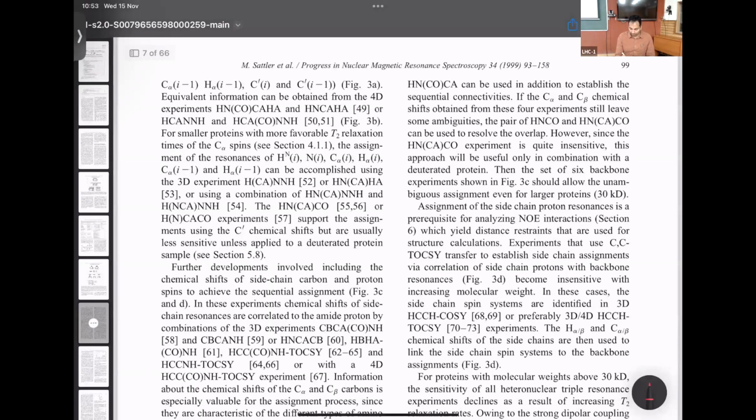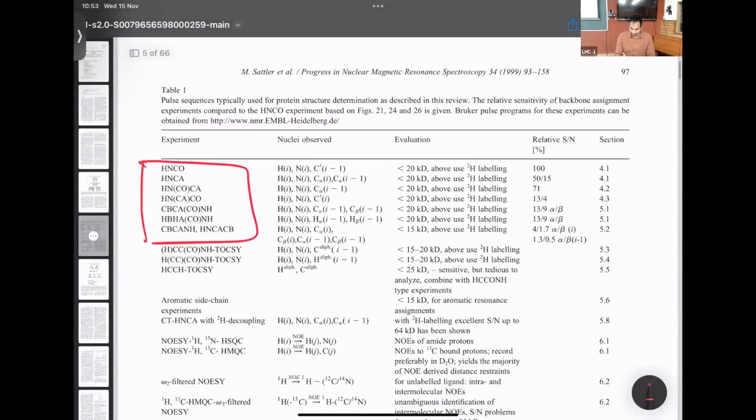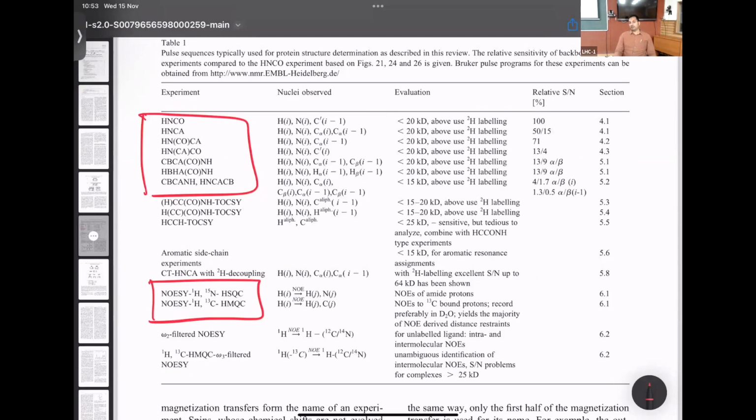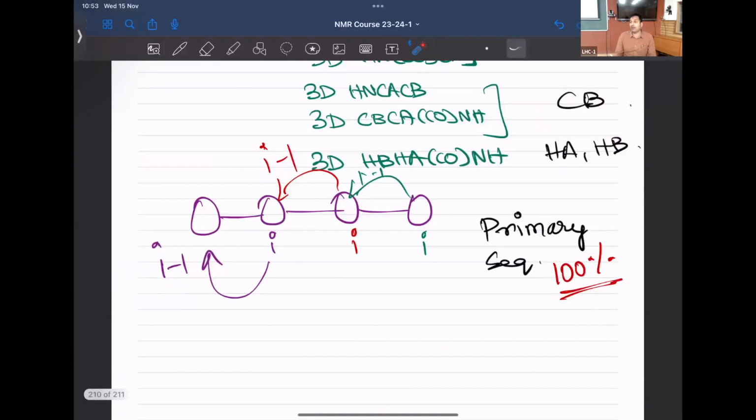You start with the through-bond experiments, and then the NOESY resolved by the carbon and nitrogen gives you additional resolution to get more distances. Okay, why are we so obsessed about distances? If we understand that, this will get better.